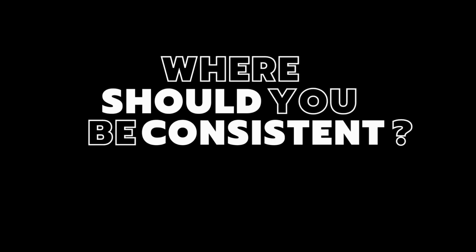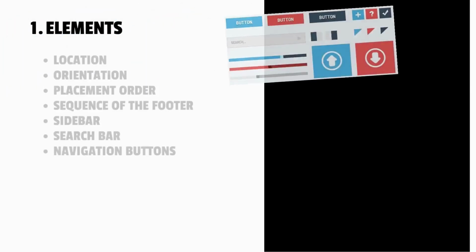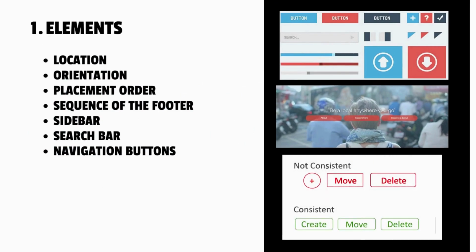Where should you be consistent? Elements. These include the location, orientation, placement order, and sequence of the footer, sidebar, search bar, or navigation buttons. Users get familiarized with these elements' location, so they should be kept in the same place on different pages. Highly successful websites have elements placed logically for the users to predict, identify, use, and rely on.